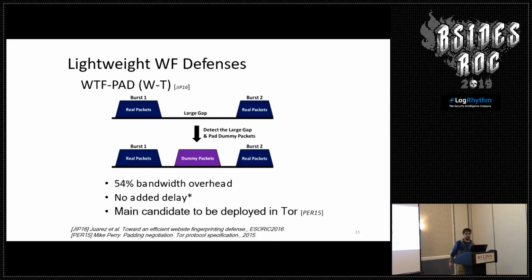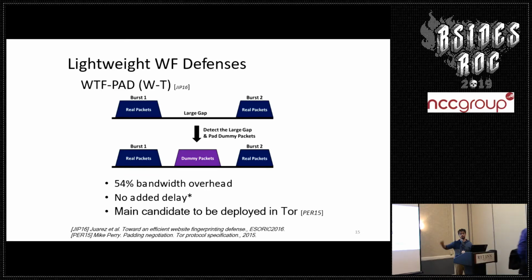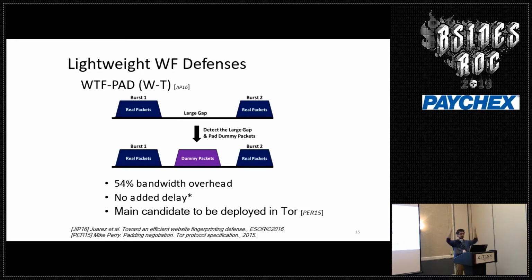Another defense is called WTF-pad. And this is something we actually worked on with the Tor project. The idea is fairly simple. You can have real bursts of packets. If you look at web traffic, you've got really bursty behavior, a bunch of traffic and then less traffic and then more traffic. And if you look at a burst and then you look at another burst, there can be a gap in the middle. WTF-pad detects those gaps and fills them in with a dummy burst, like a fake burst of packets.